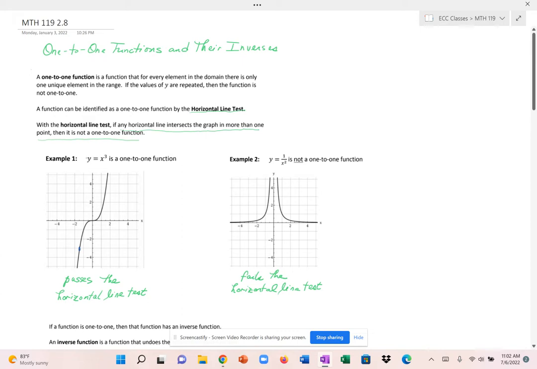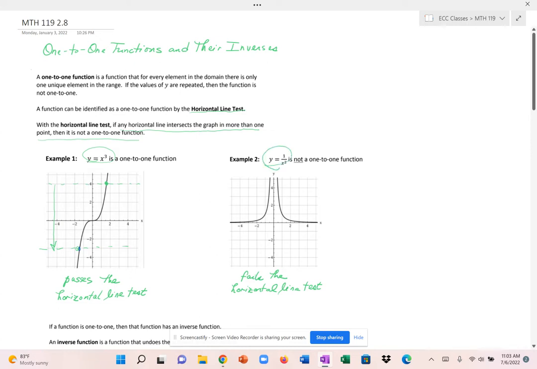In the first example, y equals x cubed, imagine I had a ruler laid out horizontally, and I was able to scan that ruler all throughout the entire function. No matter where I cross that graph, I would only hit the graph once. There would only be one point of intersection. That makes it a one-to-one function.